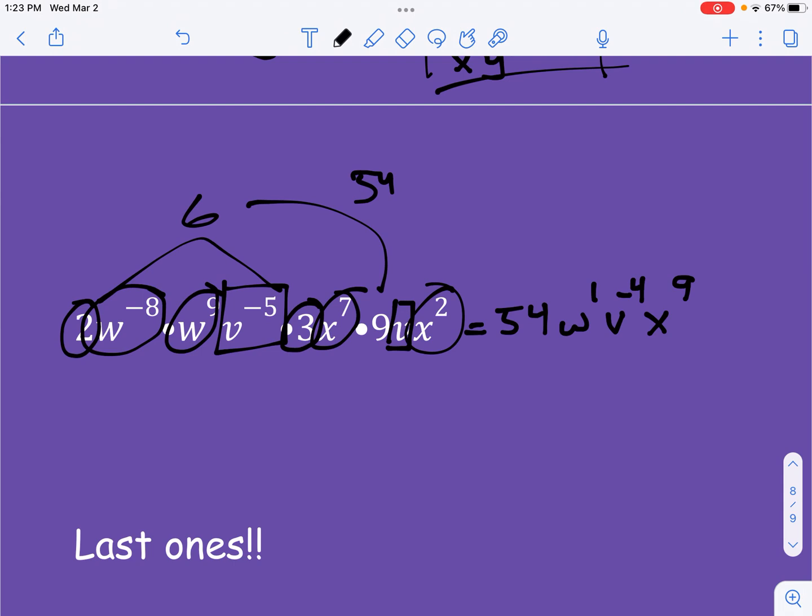All right, so when we rewrite this, anything with a positive exponent stays on top, anything with a negative exponent goes into the other side of the fraction. So we have 54 w x to the ninth over v to the fourth.